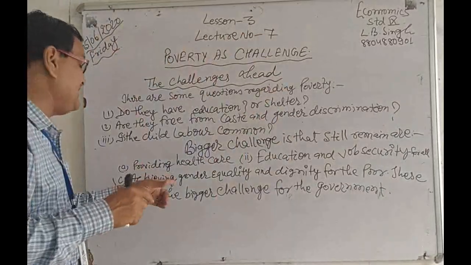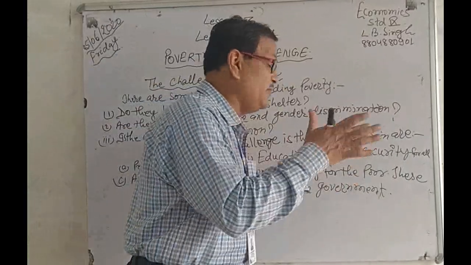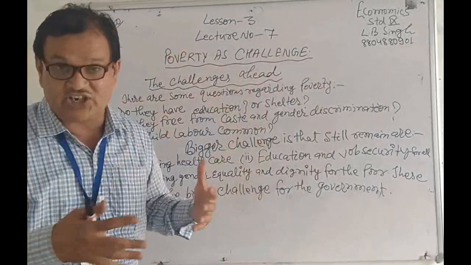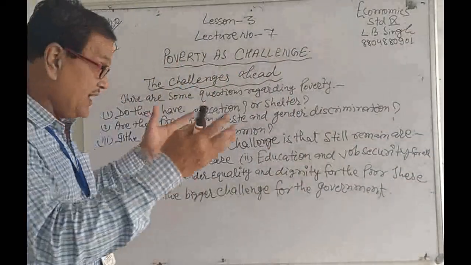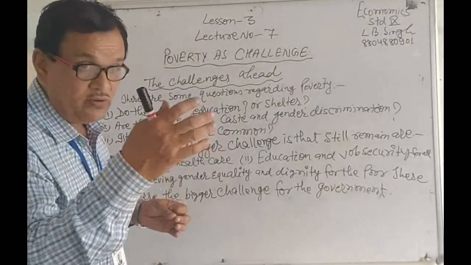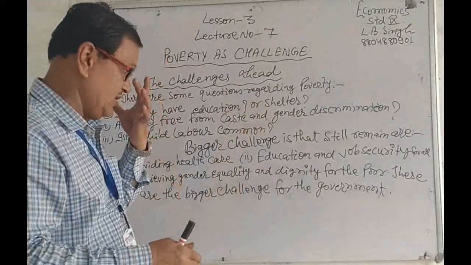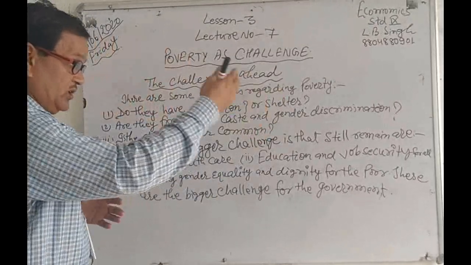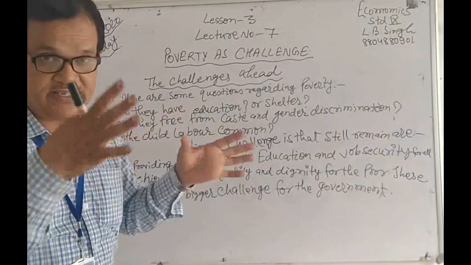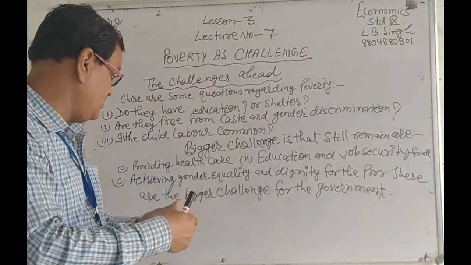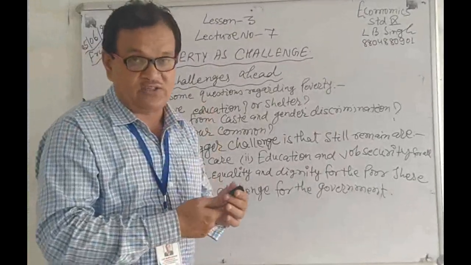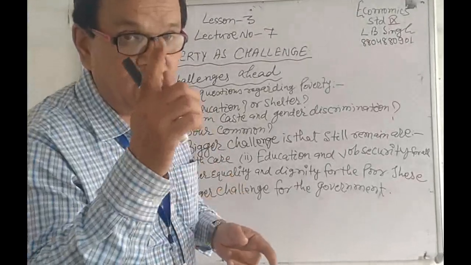The third one is achieving gender equality and dignity for the poor. Do you know this thing? In our society, there is discrimination at a large level. We think that she is a woman, she cannot do work equivalent to a man. So there is discrimination. We are not giving dignity to the poor woman in society. In that situation, is it possible to eradicate poverty? It is not possible. If gender discrimination is removed and dignity is provided for poor people, then poverty will be removed.